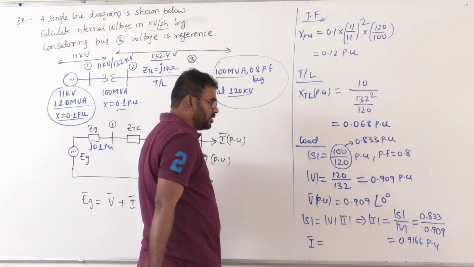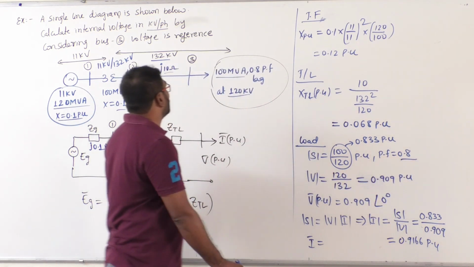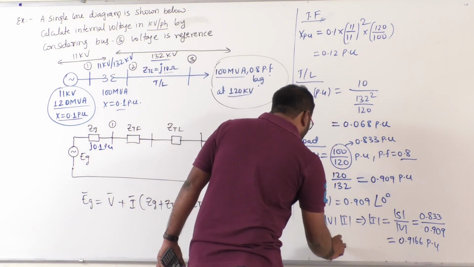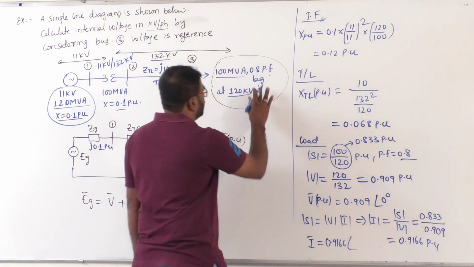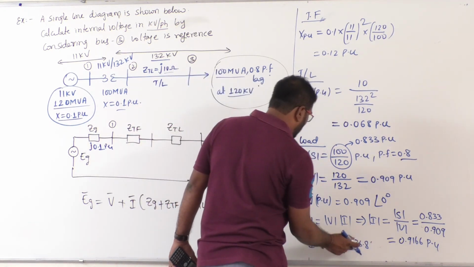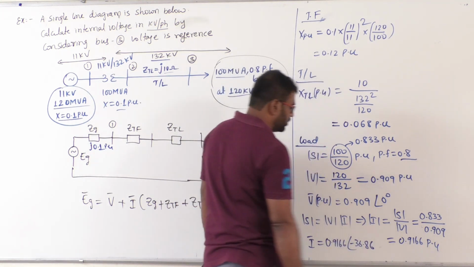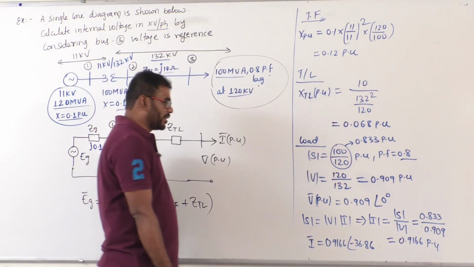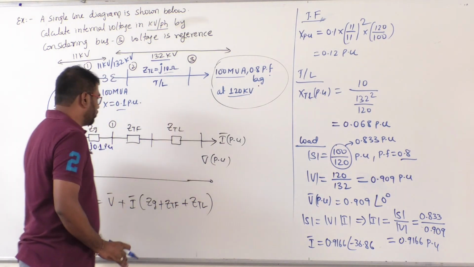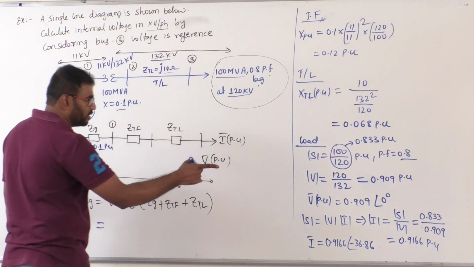That is the magnitude of I. What is the I phasor? Magnitude of I at some angle. What is that angle? You need to consider the power factor angle. What is the power factor he has given? 0.8 lag. So that means the magnitude is 0.9166 at an angle of minus 36.86. I think you understand why we are putting minus here: because it's a lagging power factor. 36.86 is cos inverse of 0.8. Now that's about the current. So we got the current, we got the voltage, we got the per unit impedances. Now you can substitute in this equation: Eg equal to V bar. What is V bar?